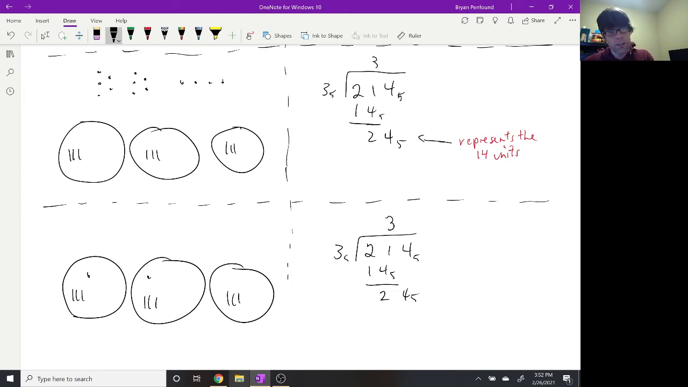So 1, 2, 3, 4, 5, 6, 7, 8, 9, 10, 11, 12, 13, 14. Okay, so I'm able to actually get 4 units into each group, and I'm going to be left over, is that right? Left over with 2. Okay, so we were able to get 4 unit blocks into each group. That's what this 4 represents.